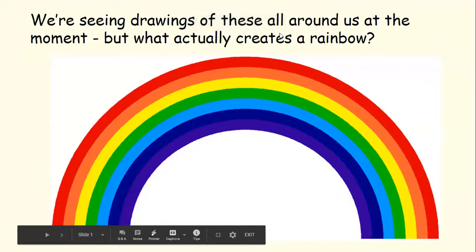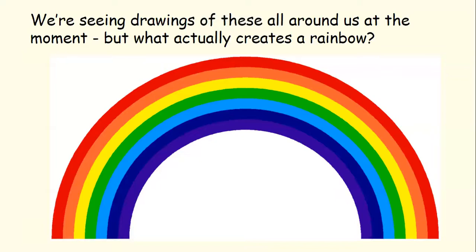Okay, year 8. So what we're doing today, we're just carrying on our work on the topic of waves and electricity. But today we're really going to be focusing on light waves. Now, there's loads of these around at the minute, rainbows. But I want you to take 30 seconds. What actually creates a rainbow? Why can we see them? Where do they come from?